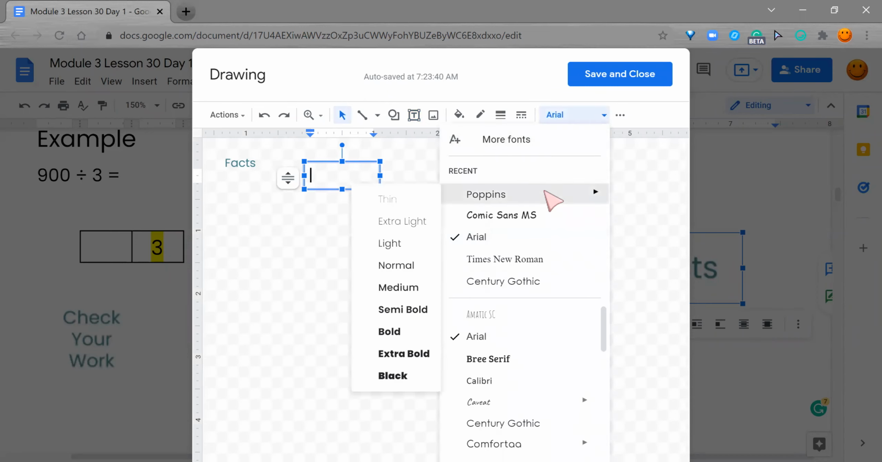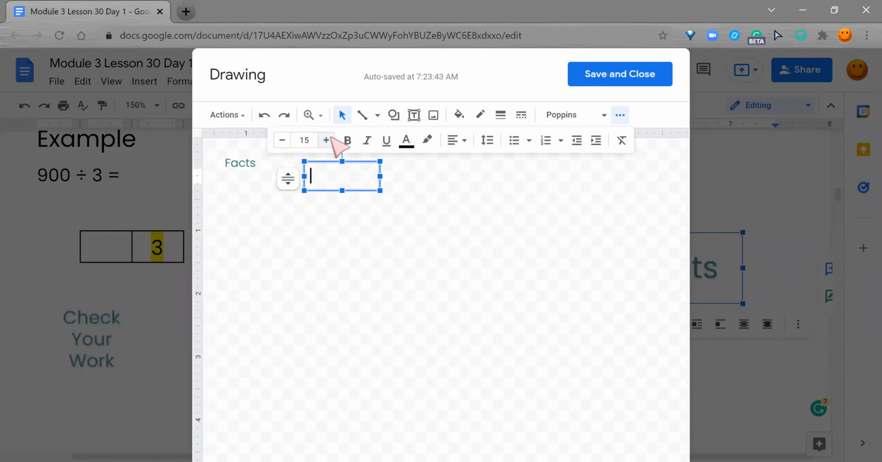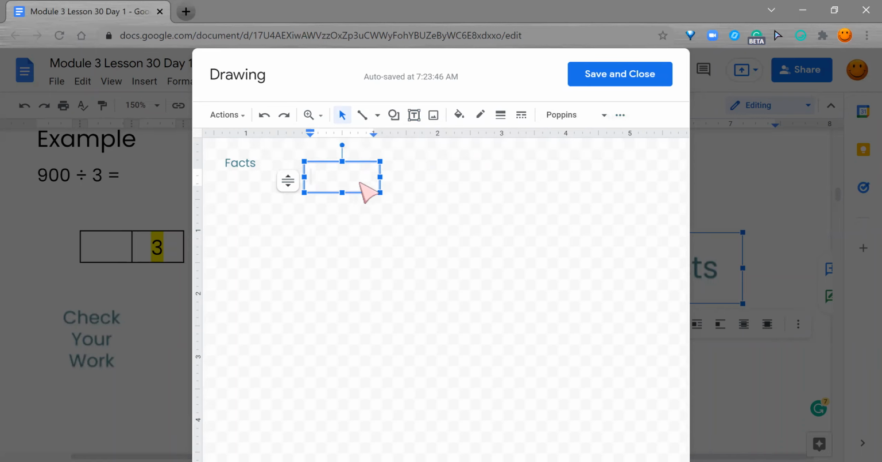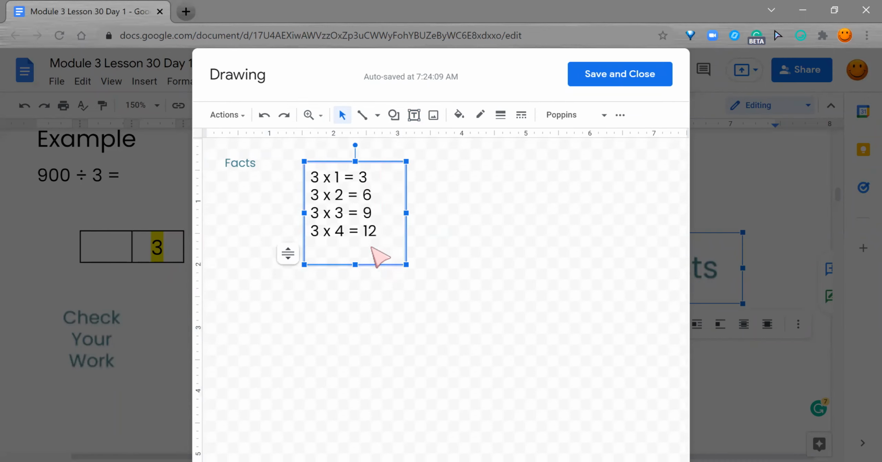So I do 3 times 1 equals 3. 3 times 2 equals 6. Now remember, if you do not want to write your problems out because you know your facts, go ahead and just write down the products of your multiplication problem, which would be your answers, the facts to the problems.